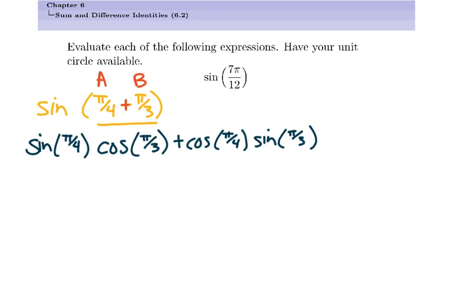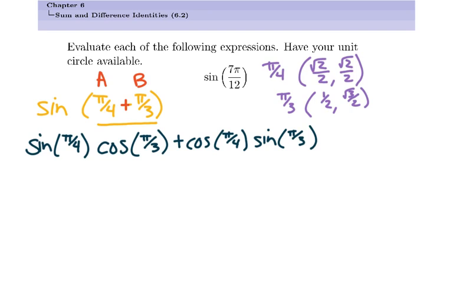Now I want you to have your unit circle or your triangles readily available. Pi over 4, where can I find that on the unit circle? Well, that's in the first quadrant. The ordered pair would be square root of 2 over 2, square root of 2 over 2. And pi over 3, that's also going to be in the first quadrant, and you're going to get 1/2, square root of 3 over 2. You're going to get the same answers if you use your triangles.